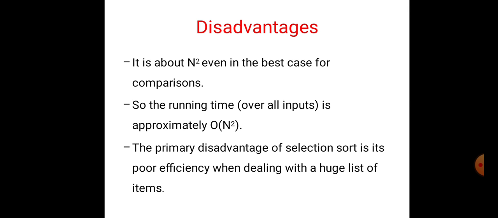Disadvantage: since it takes n square for best case and worst case, it is difficult for us to execute for a large number of inputs. A larger number of inputs means it will take more time and end up taking a huge amount of time as a result. So that is one of the disadvantages here.